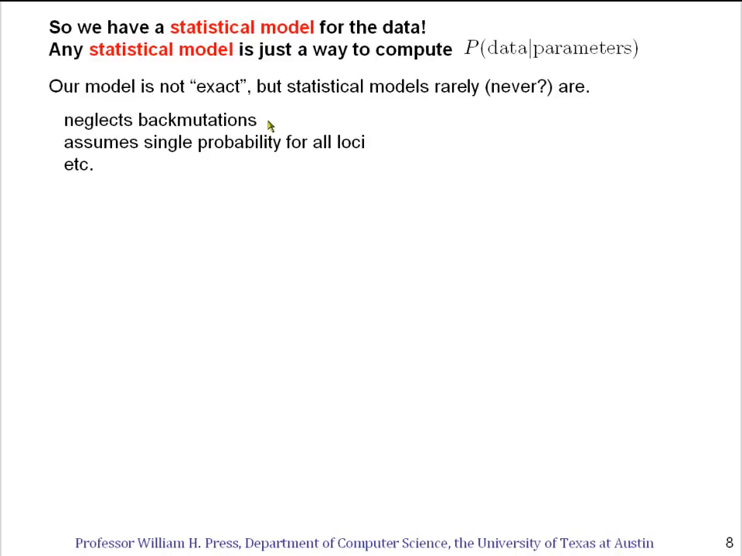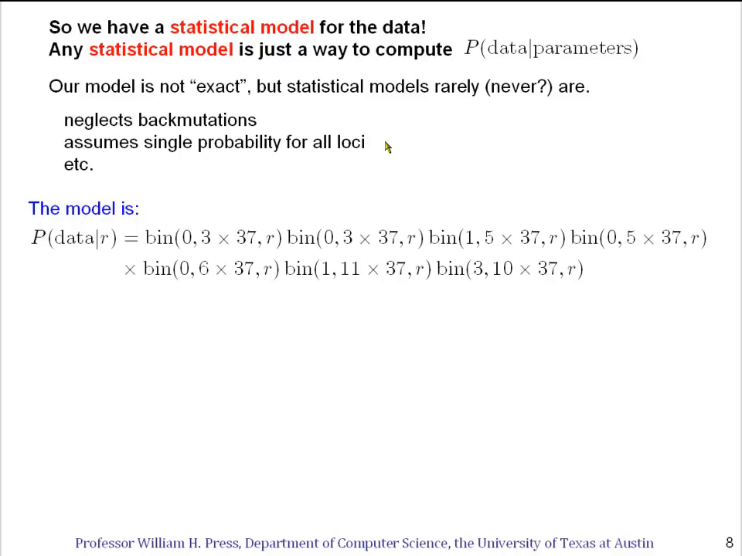What are some of the approximations in our model? We've neglected back mutations, we've already mentioned that, and we're assuming that there's just a single probability R, a single number R that's constant across all generations and, more importantly, all loci. That's probably not perfectly good biology. It turns out that mutation rates vary across the genome, but for the purposes of our illustrative problem, let's stick with our approximate model here.